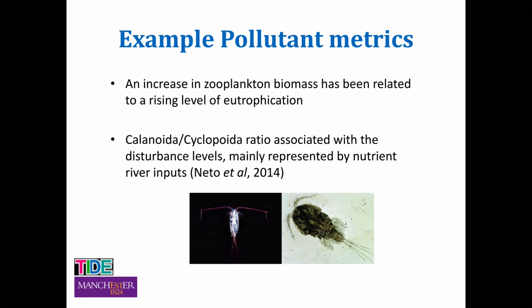So, sort of metrics you can use for zooplankton: if you see a lot of zooplankton, this has been related to rising levels of eutrophication, lots of nitrates and phosphates. And the ratio between the two different types of copepods has also been associated with disturbance levels, often nutrients into rivers as well. So you can look at the ratio between these two different organisms to give you a number to assess your lake compared to another lake, for example.